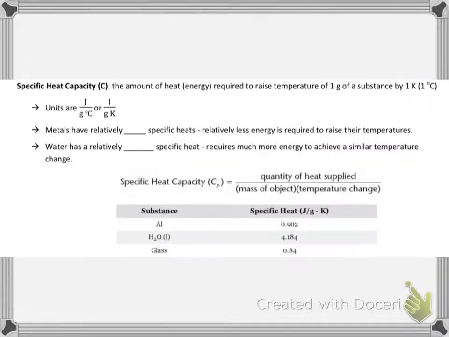Okay, let's go ahead and look at the glories of specific heat capacity, which we represent by C in mCΔT. Well, specific heat capacity is the amount of heat, aka energy, required to raise the temperature of exactly 1 gram of something by 1 Kelvin or 1 degree Celsius.